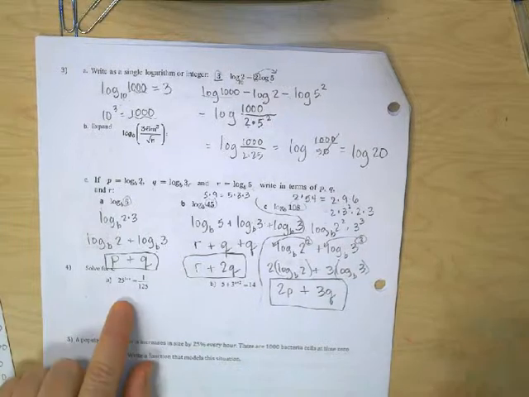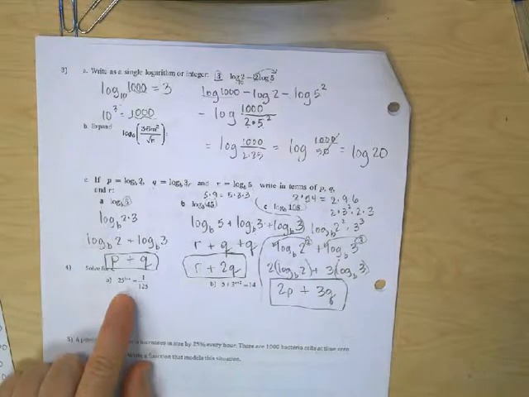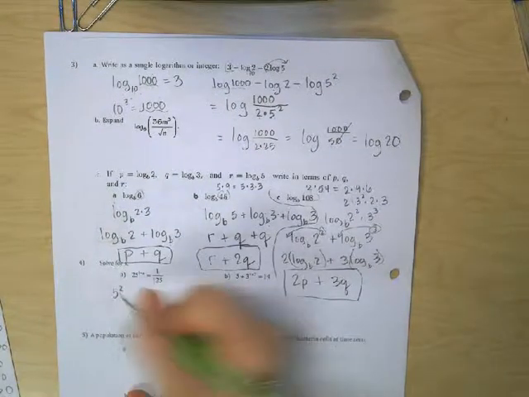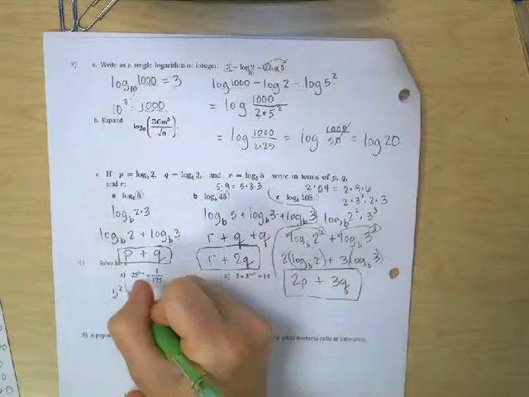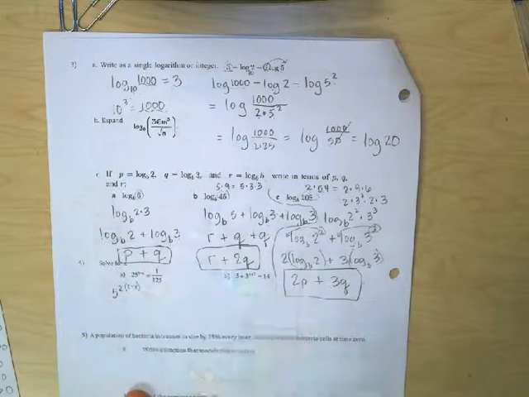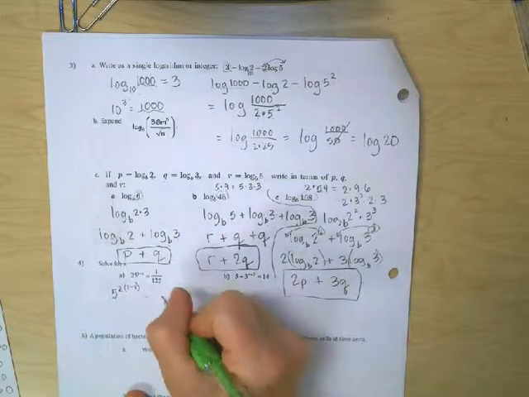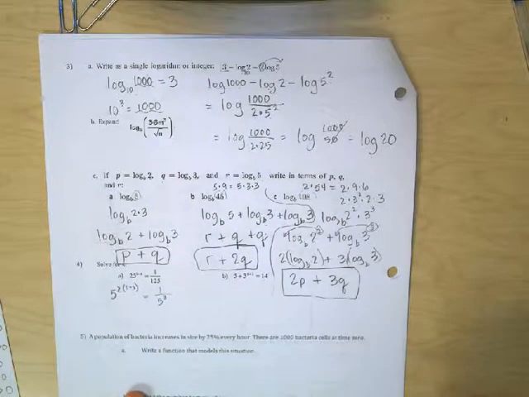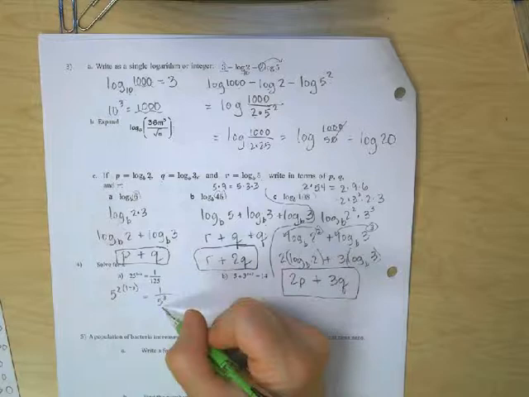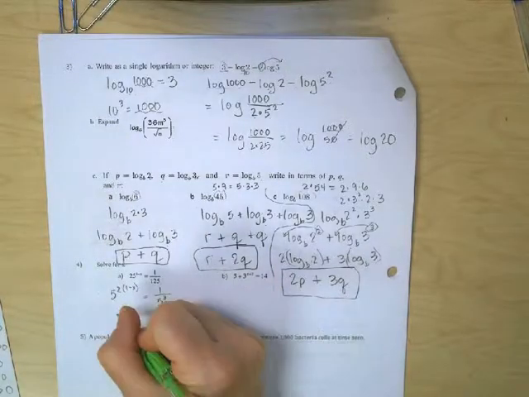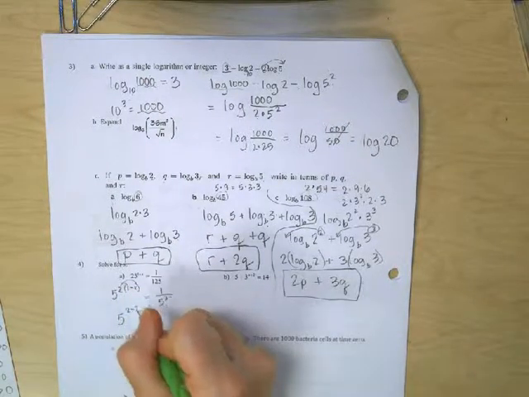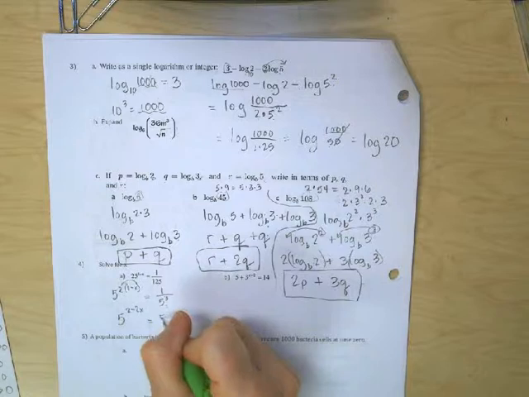Okay, next one, solve for x. I notice that 25 can be rewritten as 5 squared. So 25 is 5 squared, and I still have 1 minus x in my exponent. And 125 can be rewritten as 5 to the power of 3. And I want to get these written with the same base, so I'm going to change this to 5 to the negative 3. And I'm going to go ahead and distribute that. So 2 minus 2x is equal to 5 to the negative 3.